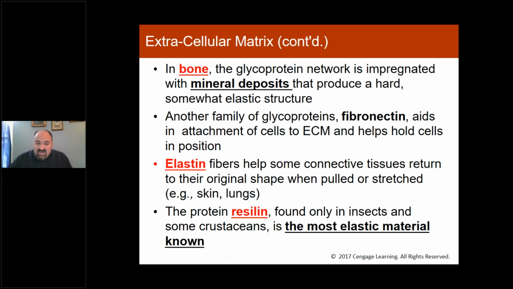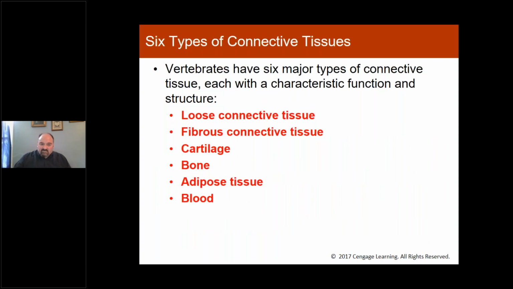And this is interesting, found only in insects, right? So elastin is found in humans. Resilin, right, is found only in insects and some crustaceans, right? It is the most elastic material known, and it is a protein. So elastin is a protein, resilin is a protein, but resilin is only found in insects and these crustaceans. Very elastic material. Can stretch and return back to its original shape.